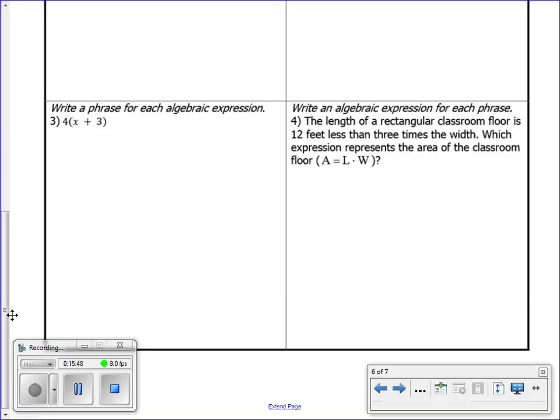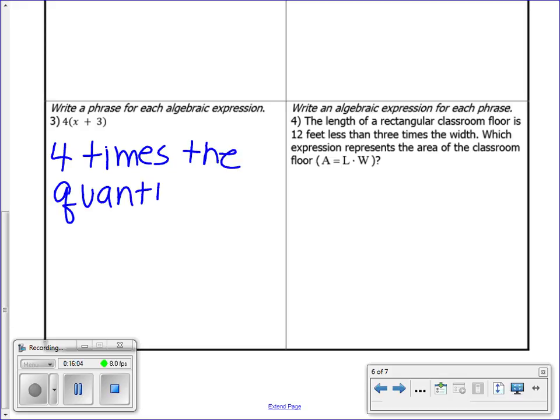Number 3 says write a phrase for the algebraic expression. So this time we have 4. You can say times the quantity. Remember, quantity means that word parentheses. 4 times the quantity of x plus 3. And that's as simple as you can make it. Again, you can make it a little bit more complicated if you would like to, but you don't have to.